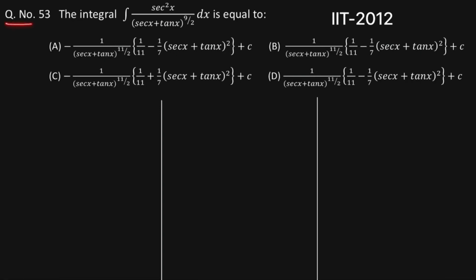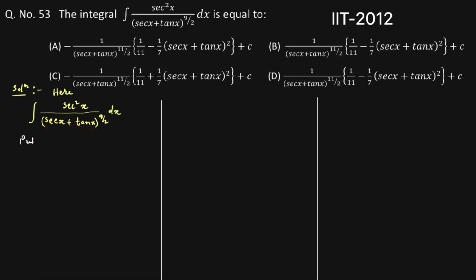Question number 53. Integration of sec square x divided by sec x plus tan x to power 9 by 2 dx is equal to, let's see the solution of this question. So here we take sec x plus tan x, which is equal to t.